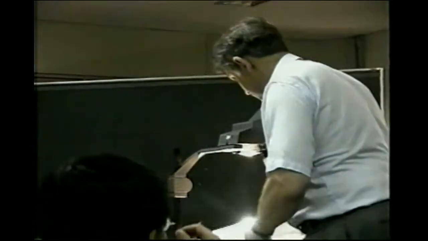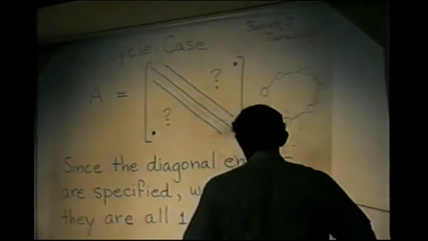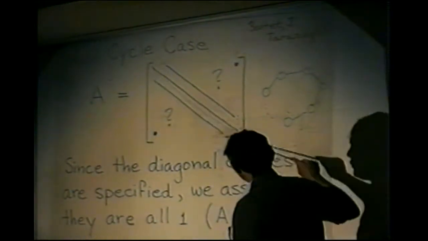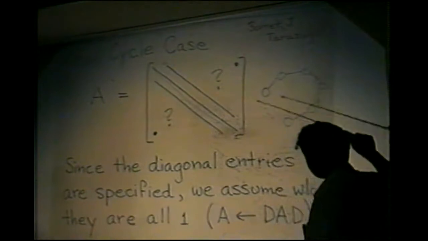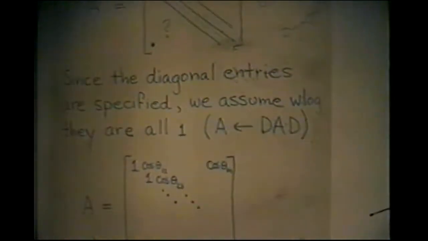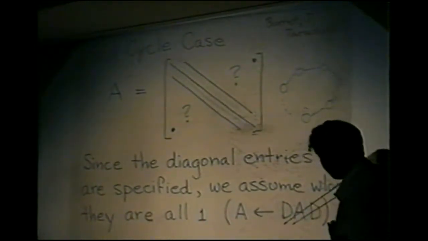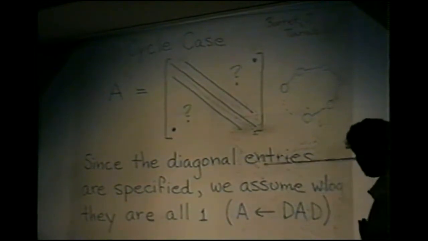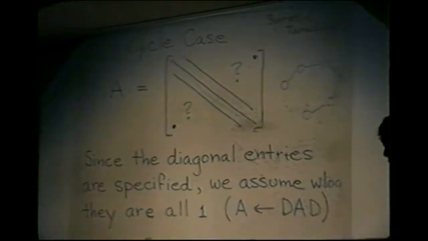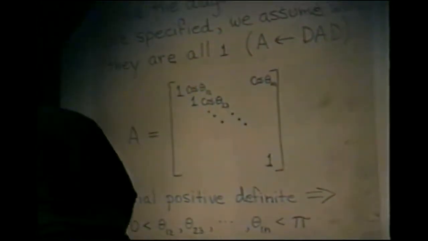Now, if I number things properly, then my partial matrix looks like this. The diagonal is specified as usual, and then I have a cycle of data, assuming that I number things consecutively around the cycle. Now, since the diagonal entries are specified, I can perform a diagonal congruence on this matrix. I don't change the role of specified and unspecified entries, and I can replace all the diagonal entries by ones. So with that pre-processing, I can assume that my partial matrix looks like this.